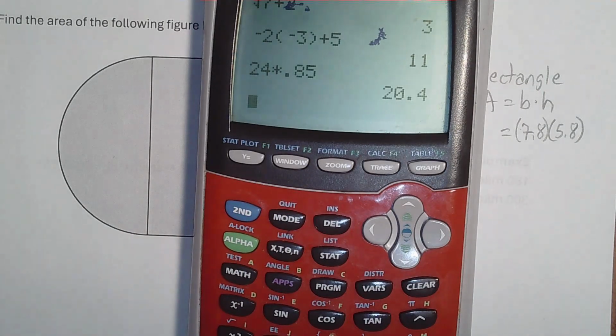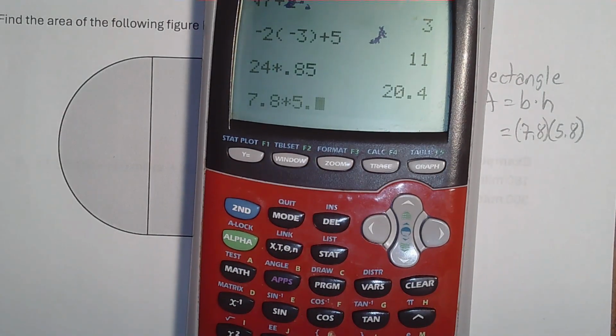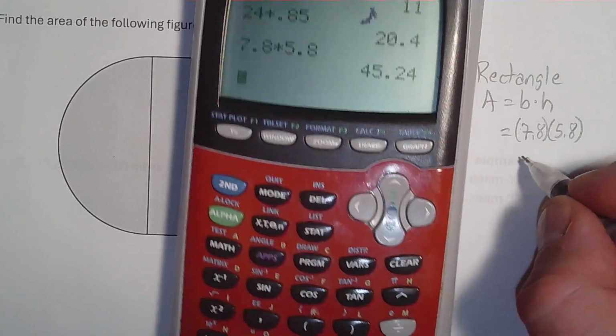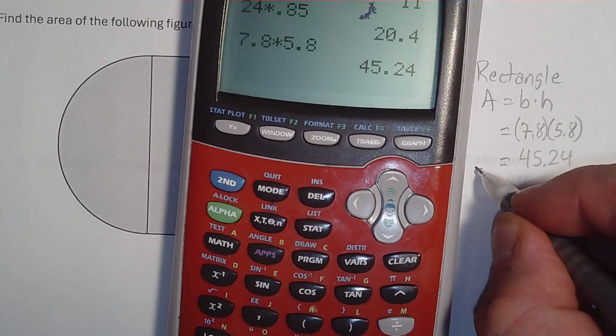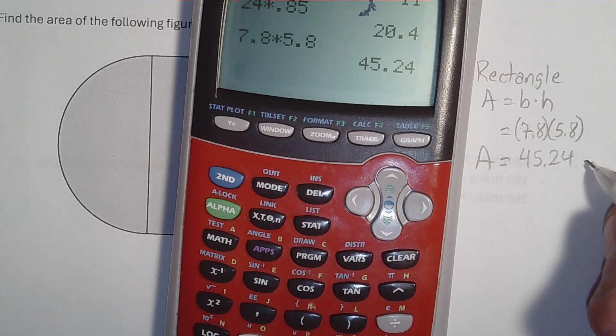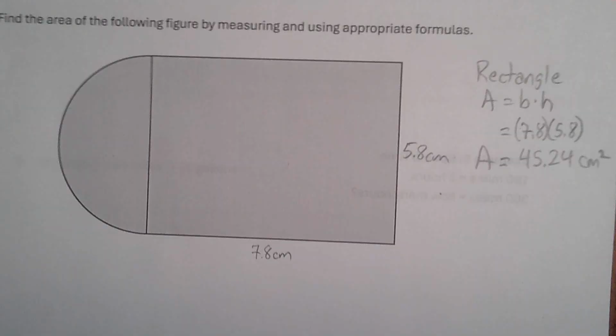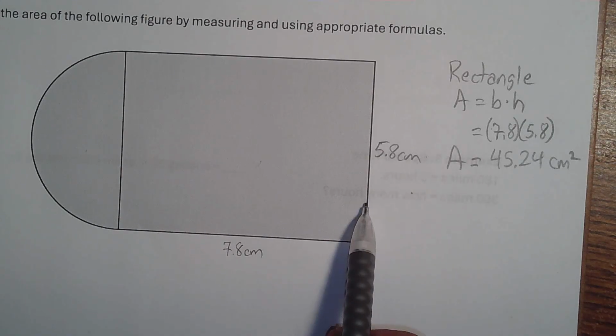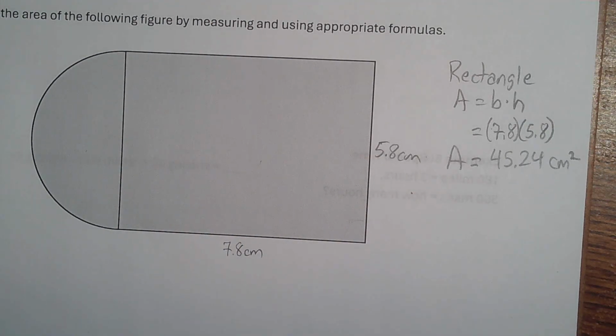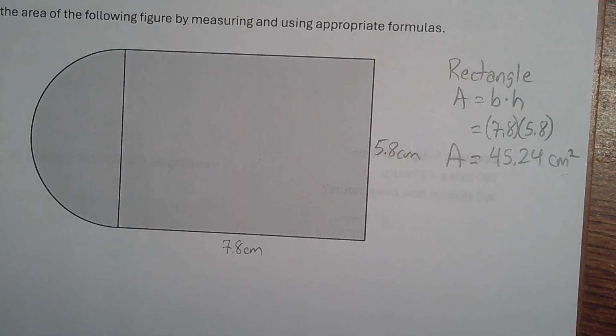That is definitely a calculator moment. That is 45.24. That is the area of the rectangle. The units are centimeters squared. And just a reminder, that means about 45 square centimeters will fit into this area. That's really what we're asking when we do that.